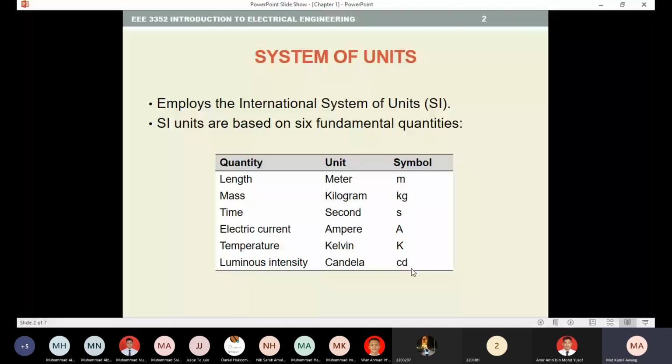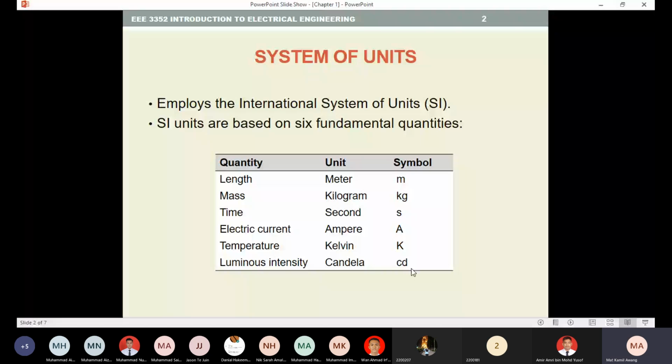The unit for length is meter, the symbol is m. Mass, the unit is kilogram, symbol kg. Time is second, symbol s. Electric current is ampere, symbol is A, capital A. Temperature, the unit is Kelvin, symbol is K. Luminous intensity is candela, the symbol is cd, small c and d.